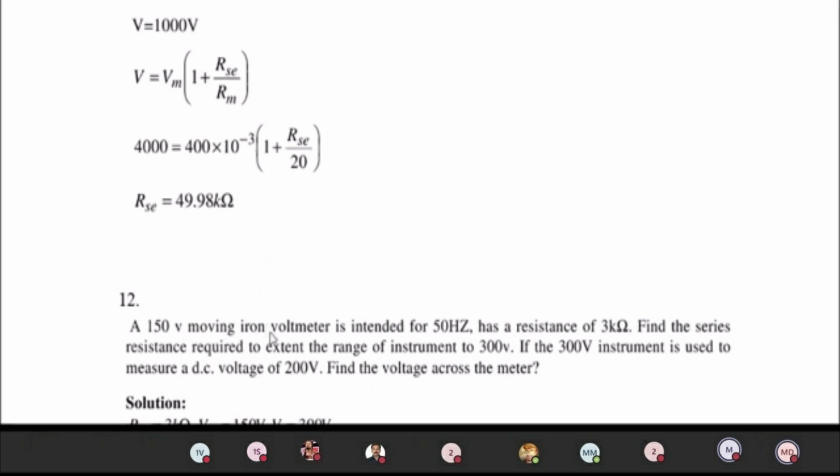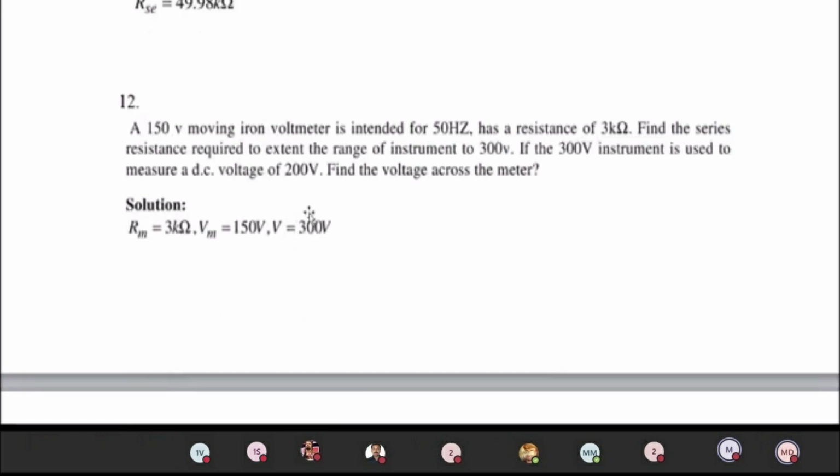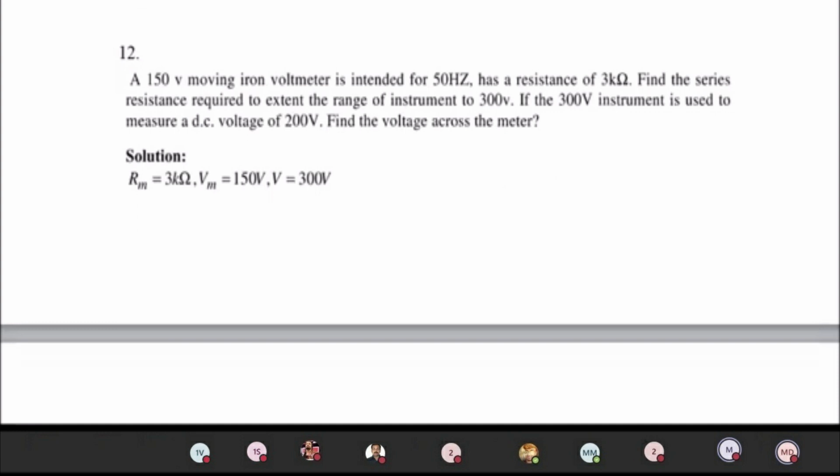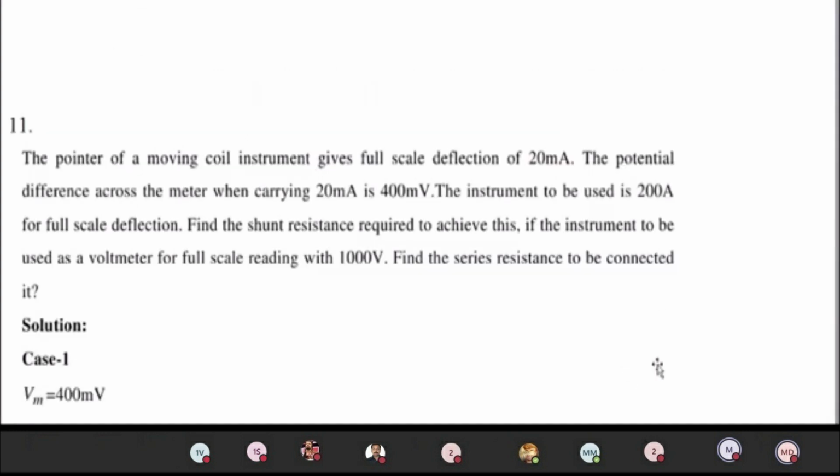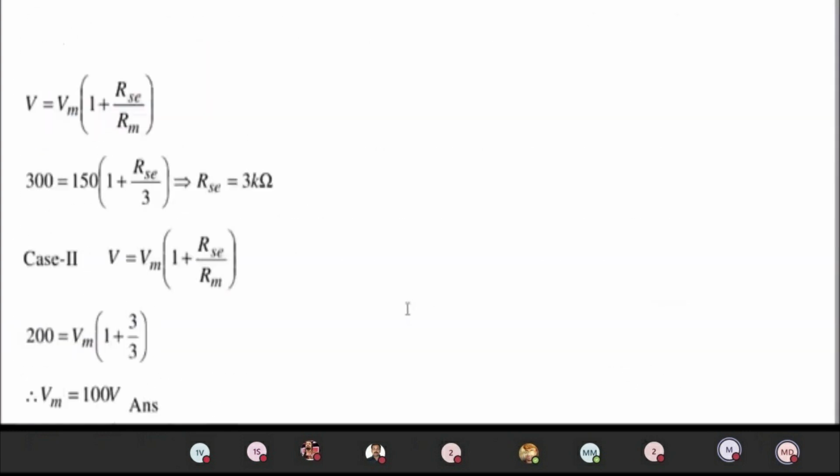Okay, you can see the next question. A 150 volt moving iron voltmeter is intended for 50 hertz, which has a resistance of 3 kilo ohms. Find the series resistance required to extend the range of the instrument to 300 volt. If the 300 volt instrument is used to measure a DC, okay, I'll just zoom it so that you can see it clearly.